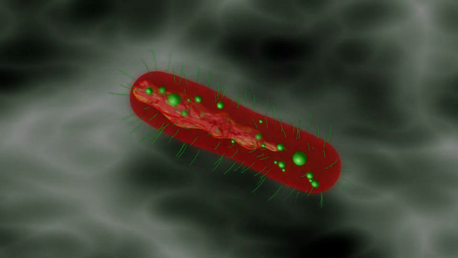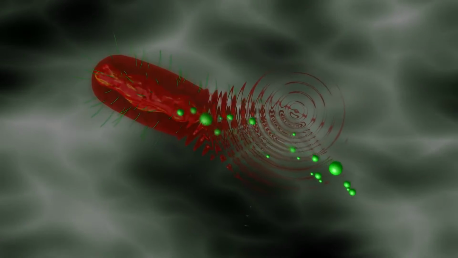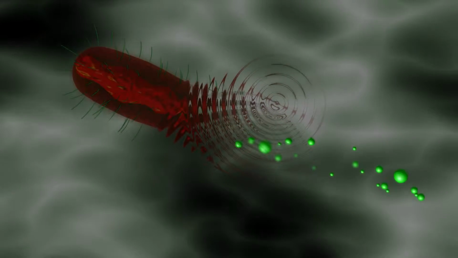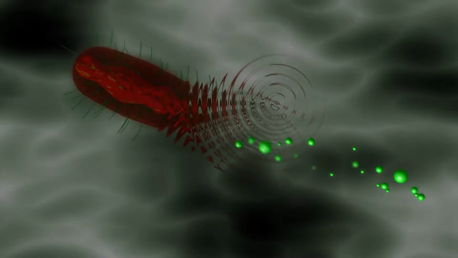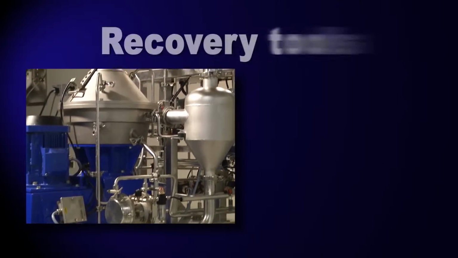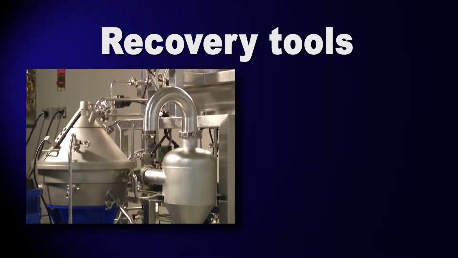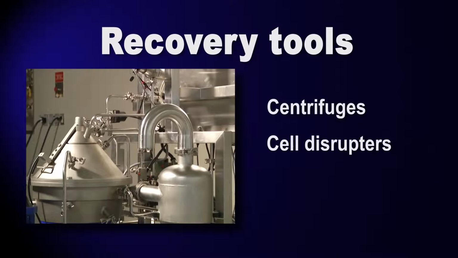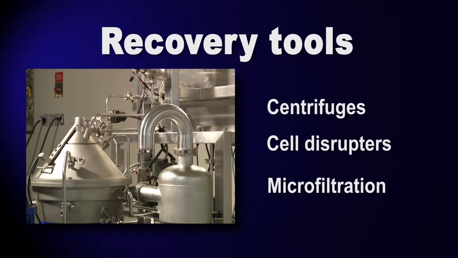Exactly where within the production flow those technologies are employed varies significantly from product to product. Recovery processes commonly use a variety of tools such as centrifuges, cell disruptors, and microfiltration to isolate the product.